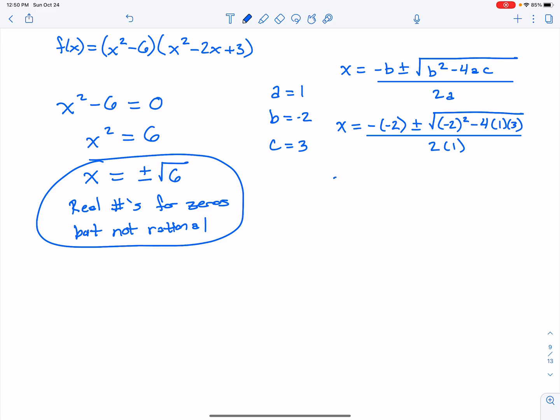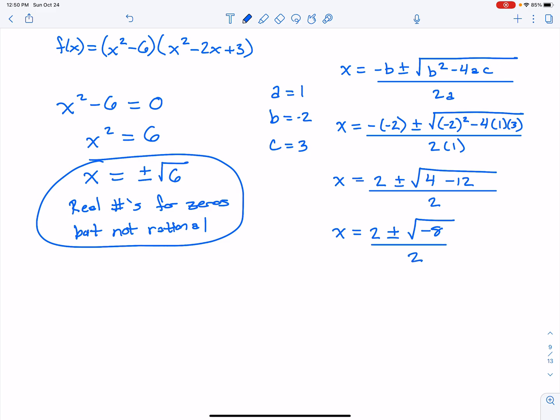If I simplify this, it's going to become x equals 2 plus or minus the square root of negative 2 squared, which would be positive 4. Negative 4 times 1 is negative 4, times 3 is negative 12, all over 2 times 1, which is 2. Simplify further underneath that radical. So we have x equals 2 plus or minus the square root of negative 8 over 2.